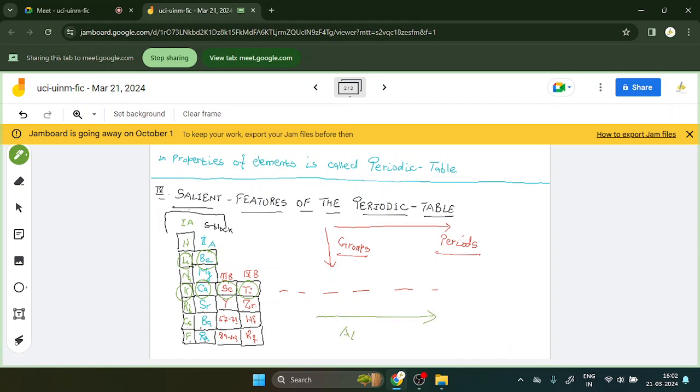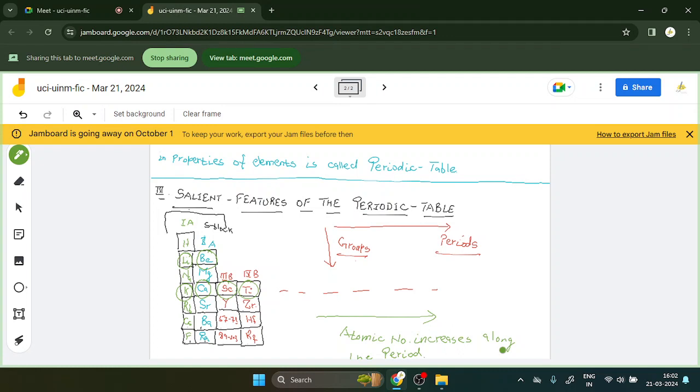Atomic number increases along the period. Clear? Now let's move ahead.